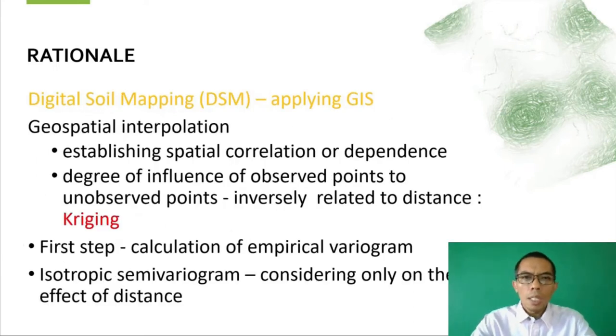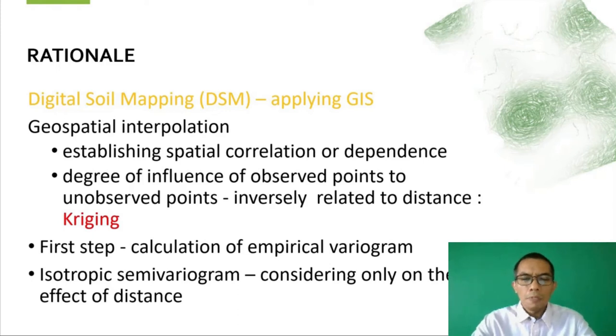Hence, in this study, we adopted digital soil mapping. It is a geospatial interpolation of soil properties, since we are analyzing here soil properties. This is done by establishing spatial correlation or dependence, where the degree of influence of an observed point on an unobserved point is inversely related to distance. This is what we call kriging. The first essential step in kriging is the calculation of the empirical variogram before any geostatistical interpolation. In this study, an isotropic semi-variogram is determined considering only the effect of distance.